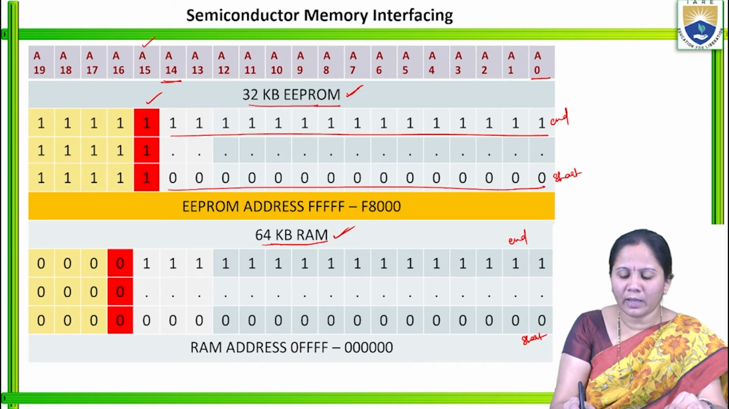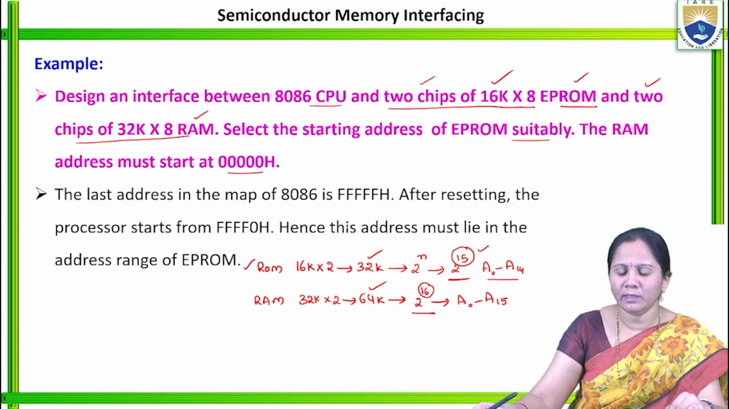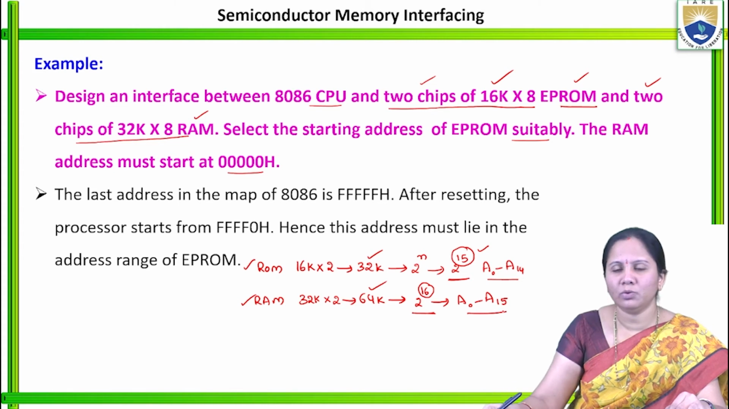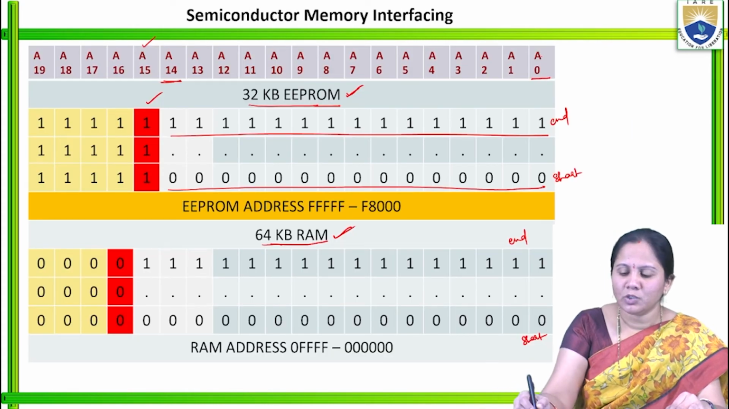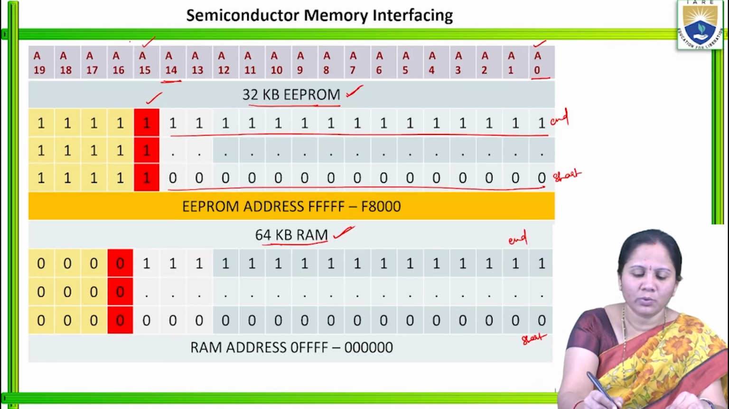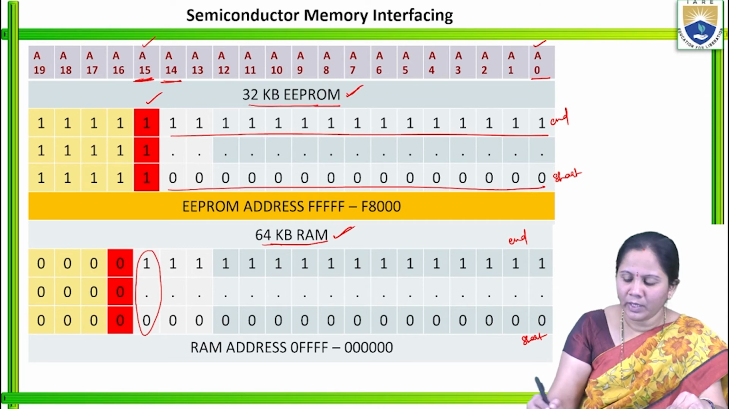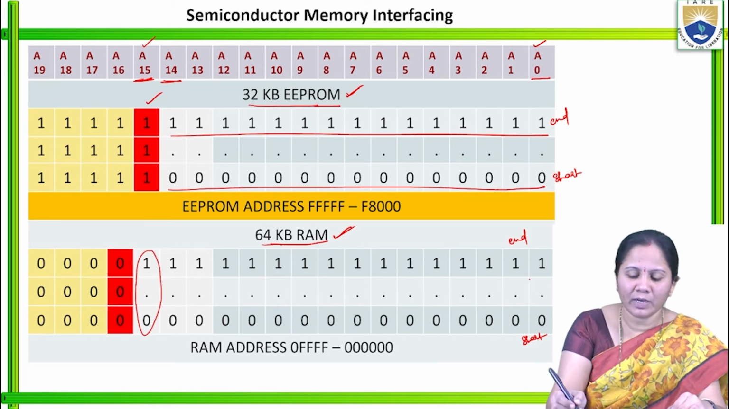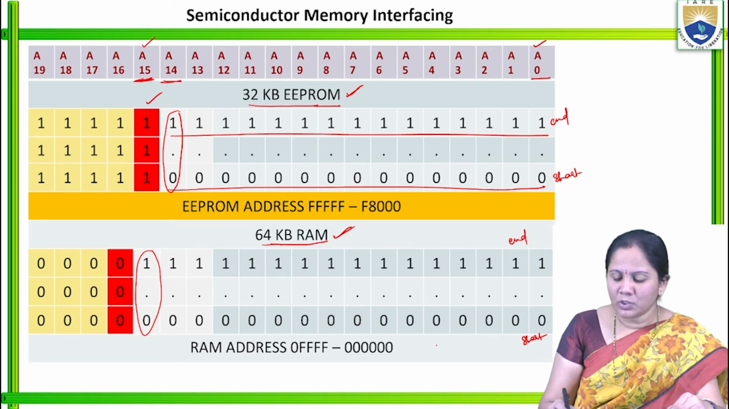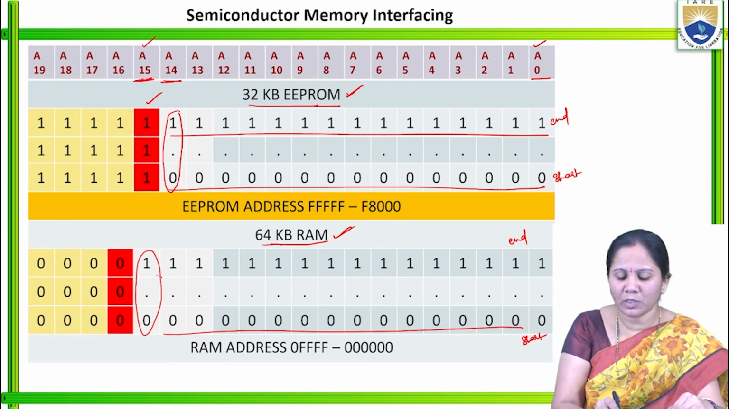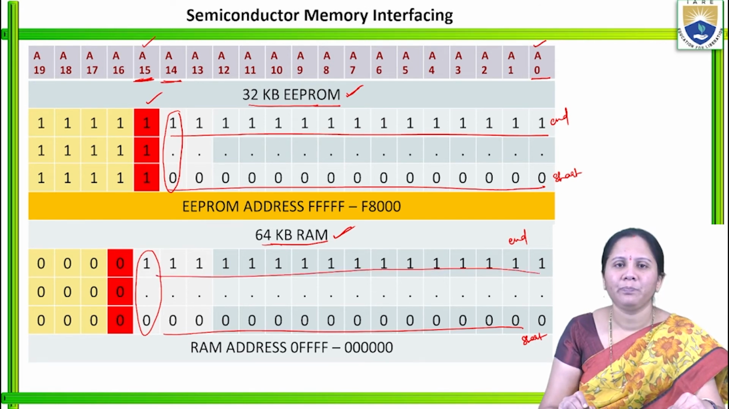So in case of RAM, how many address lines are used here? The number of address lines are A0 to A15. But whereas in the ROM, this is the last one. Here the starting address will be all zeros and the ending address will be all ones.